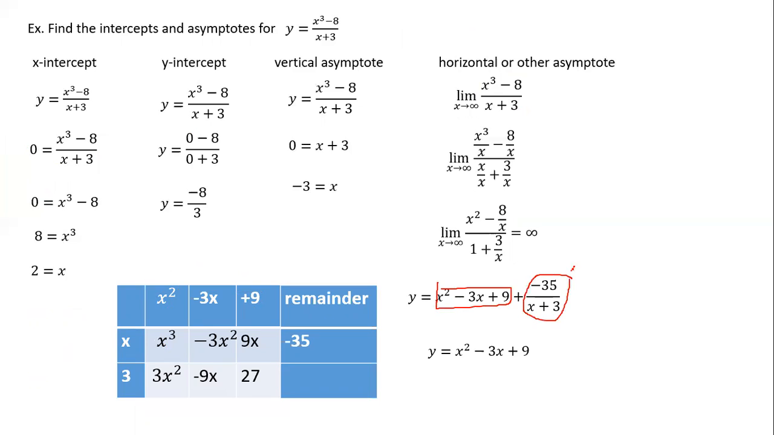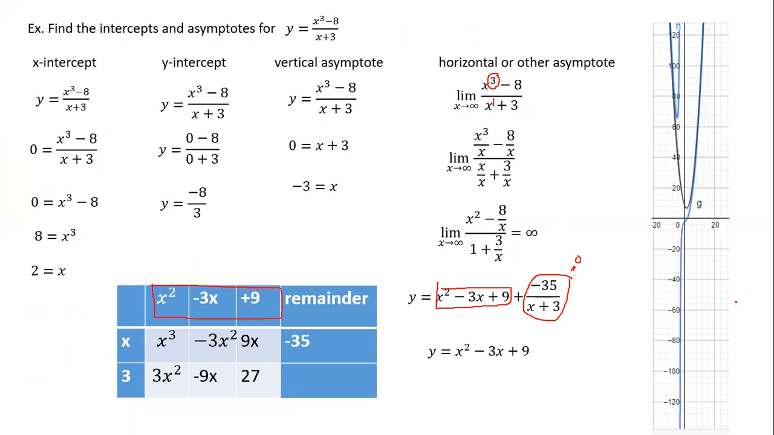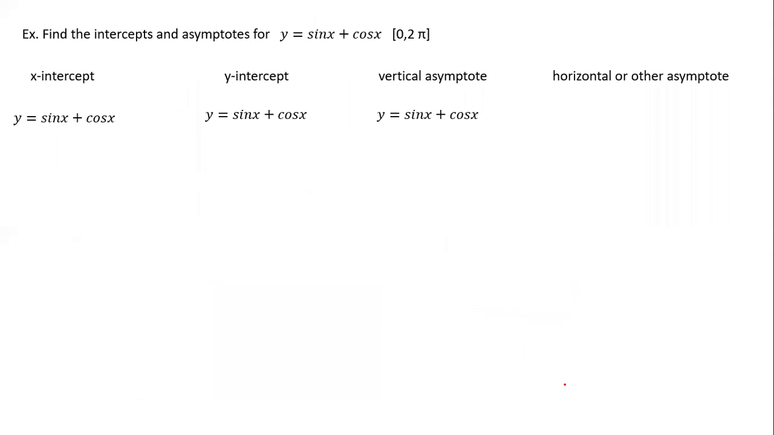Now, if you would like a slightly quicker way of doing this, we recognize that this is a higher degree or equal to the one in the bottom. We do the backwards box, and there's our asymptote. If you'd like to know what the graph looks like, the blue is the original one. That's the x cubed minus 8 over x plus 3. And it's approaching this asymptote of x squared minus 3x plus 9.